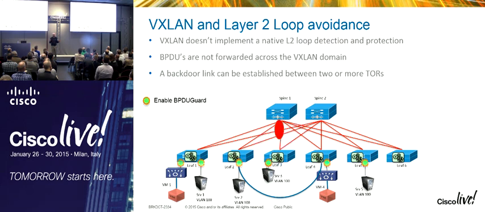So how do I stop two switches from being interconnected? BPDU guard. I go to all my host ports, not my uplinks. I do spanning tree port type edge trunk, and I turn on BPDU guard on those, and I'm off and running. So keep that in mind.